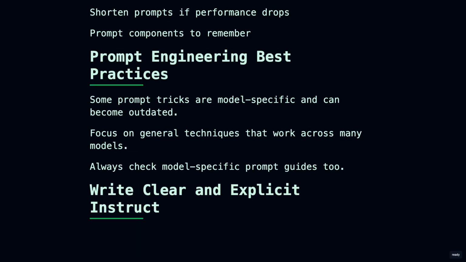In this section, we focus on a simple rule: the clearer your prompt, the more reliable the model's response. You'll see 3 practical ways to remove ambiguity and guide the output you want.